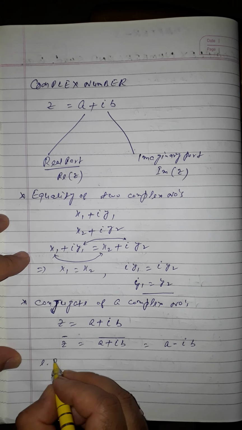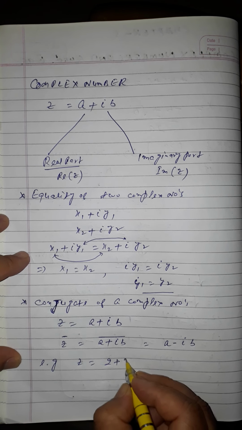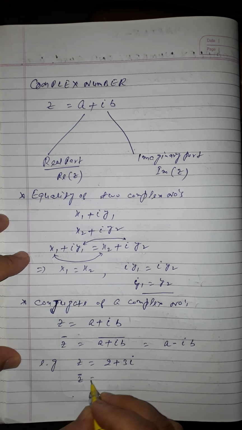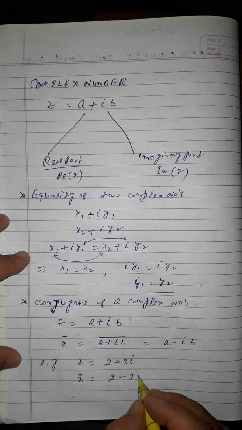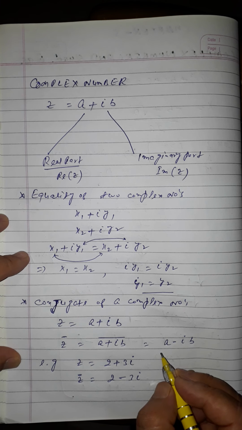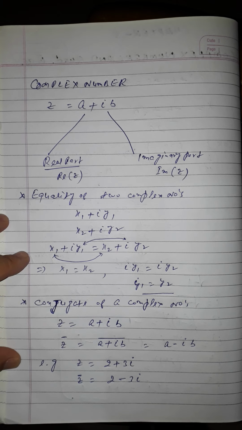For example, if I give you the complex number 2 plus 3 iota, and we find the conjugate of this complex number, then remember, students, it will come as 2 minus 3 iota. Clear, students? This is known as the conjugate of the complex number. That is very, very important to understand.